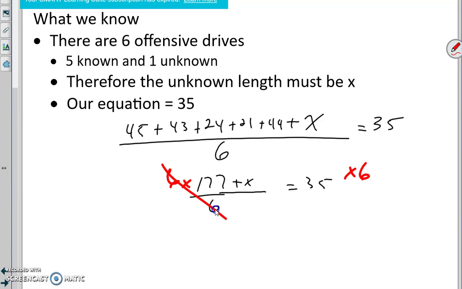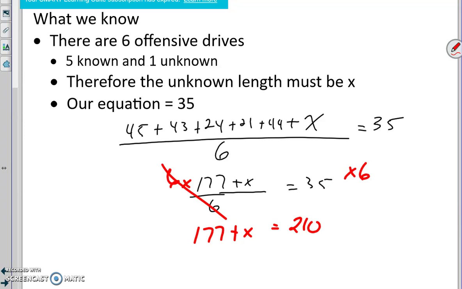To get rid of divide by 6, we're going to multiply by 6. But you've got to do it to both sides to be fair. So now I'm going to be left with 177 plus x. Over here on the right, I've got 35 times 6. 210. Okay, show your work.